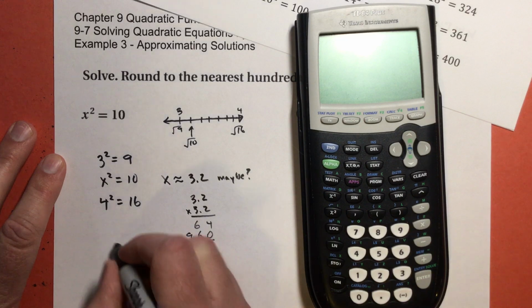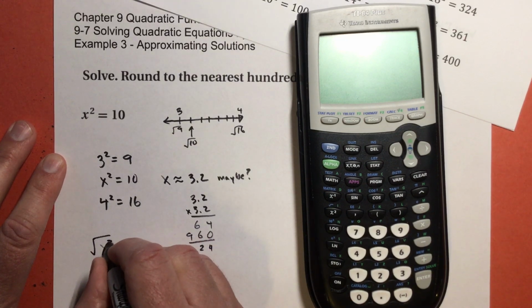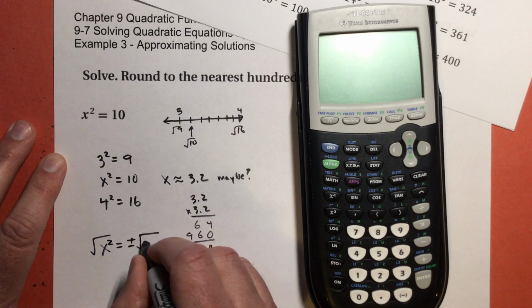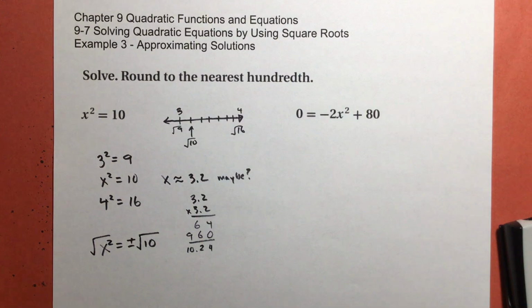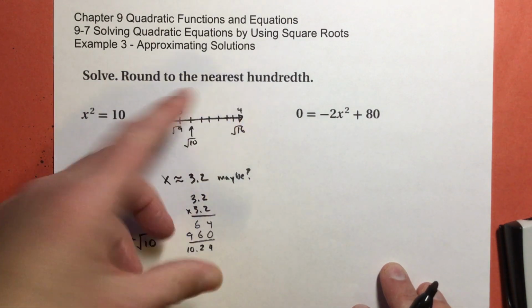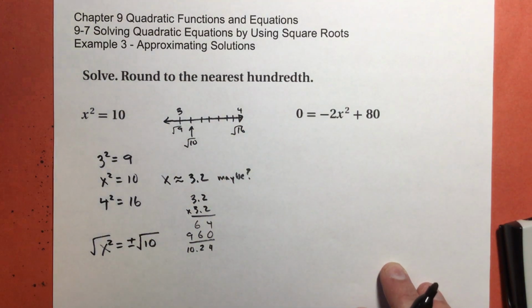So let's get down here. I got the square root of x squared equals plus or minus the square root of 10. Oh, and I need to say one more thing about this too. You have to read the directions. The directions are going to say round to the nearest hundredth or estimate or something like that. If it says give the exact answer, we would be finished with this problem. The exact answer is written square root of 10. And I know that blows people's minds, but it's okay.